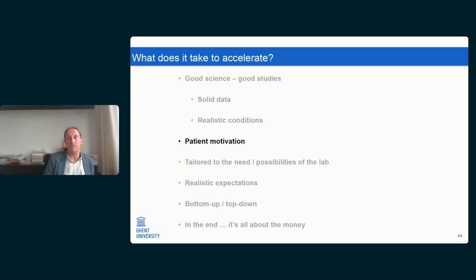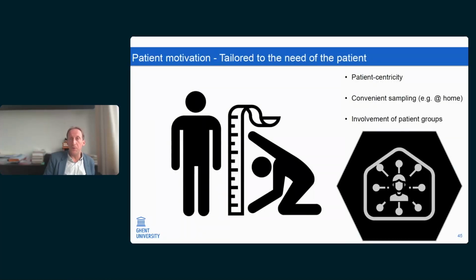Important for microsampling to work, we need motivated patients. Like I already said, we need good quality samples. But good quality samples is one thing, we also need to think about the patients that have to provide the samples. In other words, we need to have a patient-centric approach. We have to make it as easy as possible for the patient to provide the sample, for instance by allowing home sampling, convenient sampling in the home environment, but also by allowing patients to collect the sample themselves in an easy and convenient way.